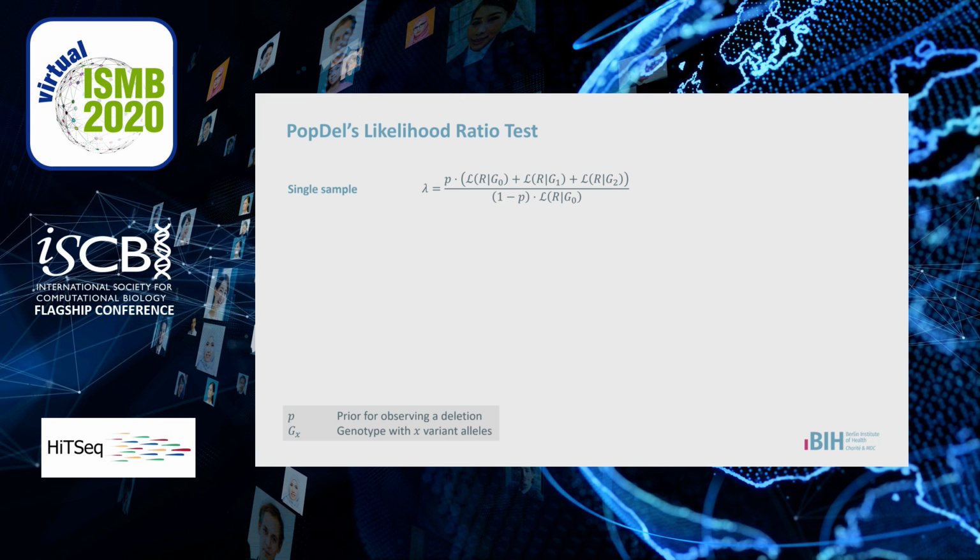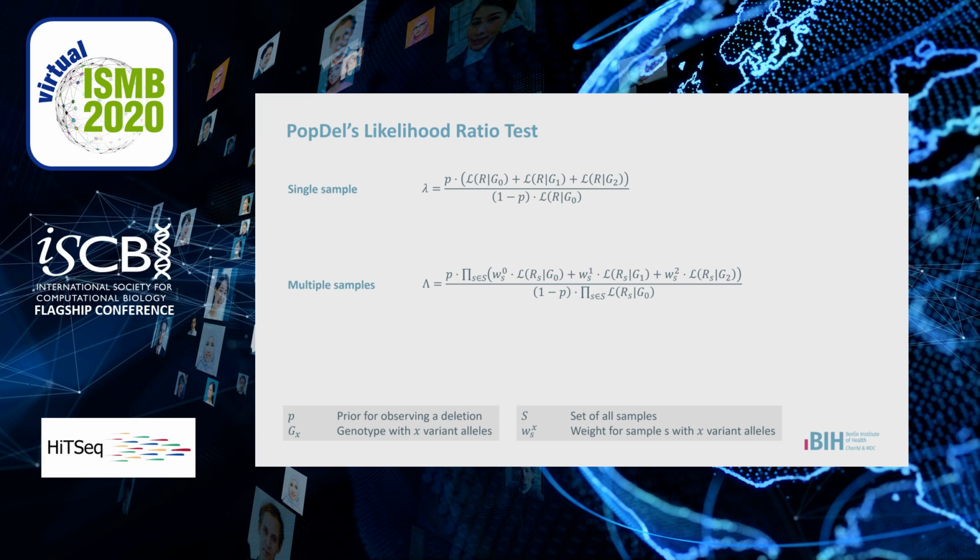This calculation now has to be transferred to multiple samples. Let capital S be the set of all our samples. Like we did before, we create the sum over all likelihoods for all genotypes, but with the difference that each likelihood now is previously multiplied with an individual weight. These weights are necessary for ensuring that we can also detect variants which are only present in a single allele, even though all other samples do not carry this variant.